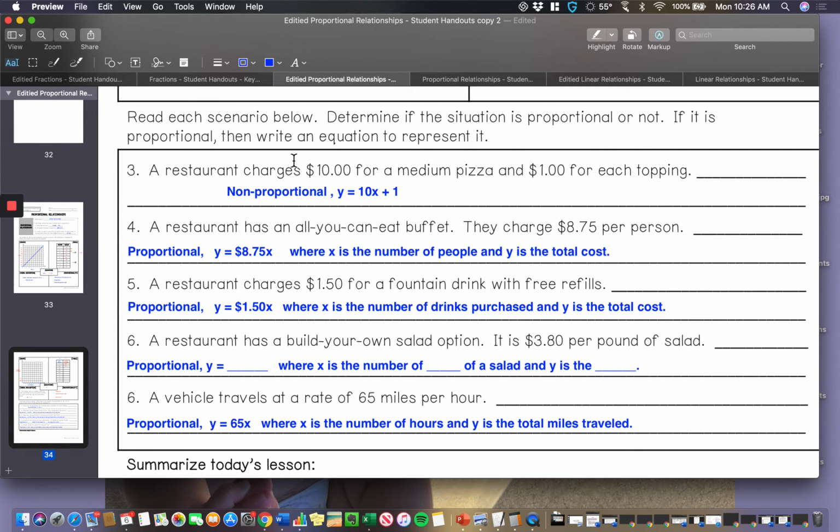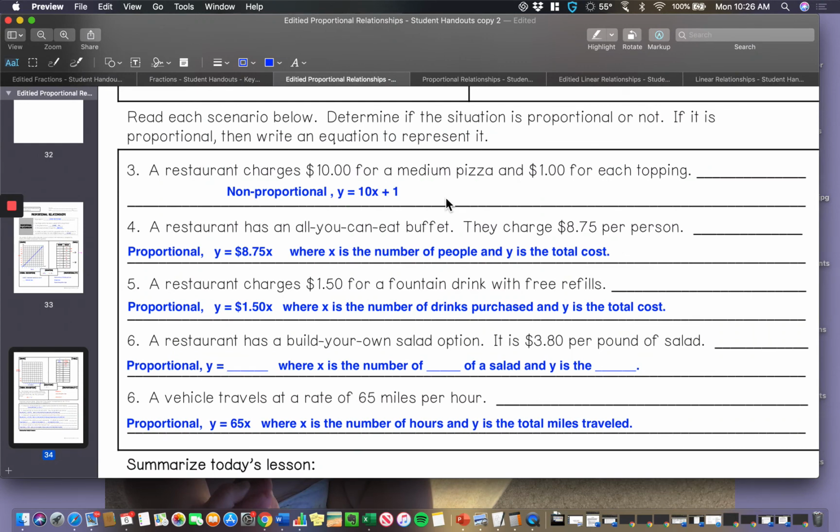If it is proportional, then write an equation to represent it. Well, a restaurant charges $10 for a medium pizza and $1 for each topping. This is not a proportional situation because the rate can be changing, right? Because what happens if you do not get a medium pizza with a topping? So a medium pizza could be $10, and then I could get a second medium pizza for $11 because I got a topping on it.